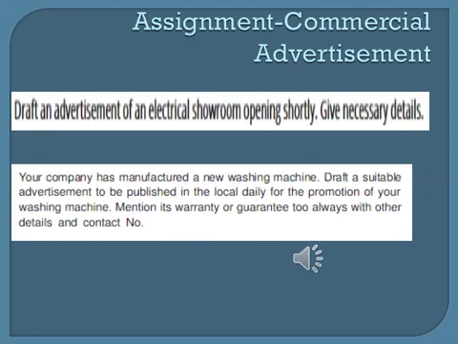You are being given assignments for notice writing and classified as well as commercial advertisements. You must answer all those six questions.